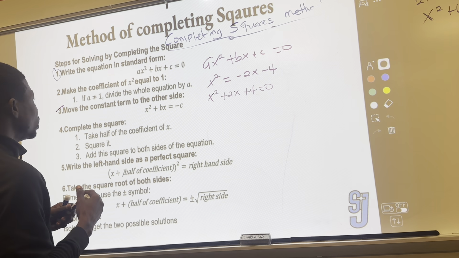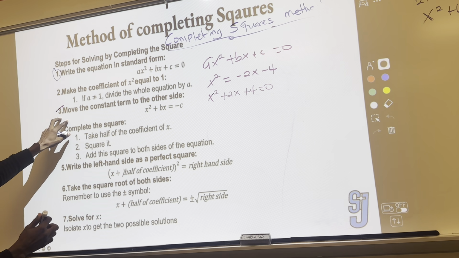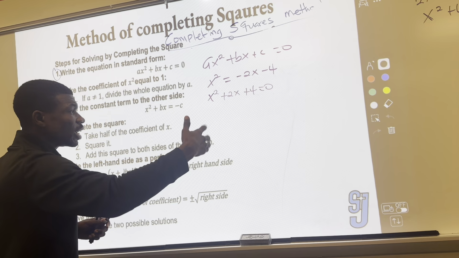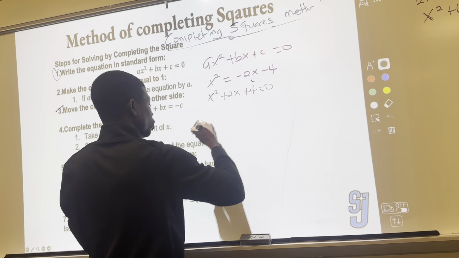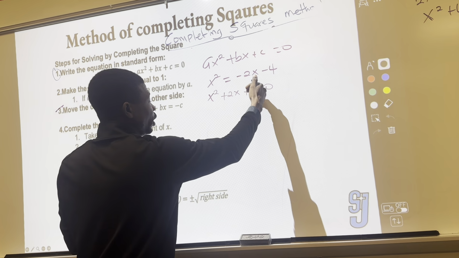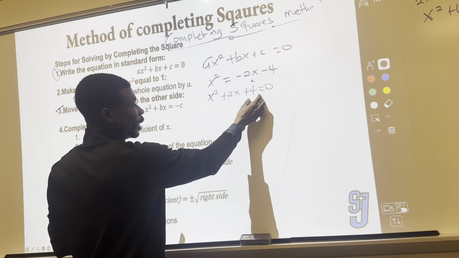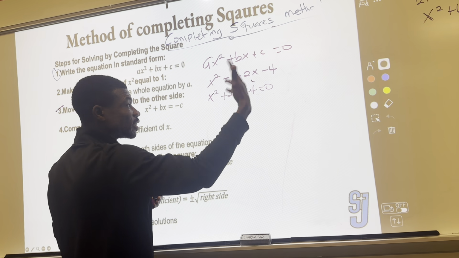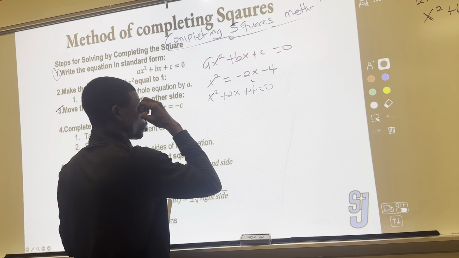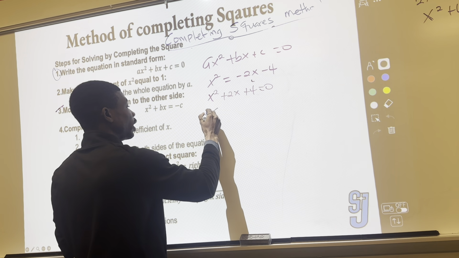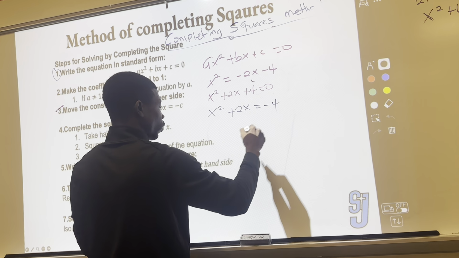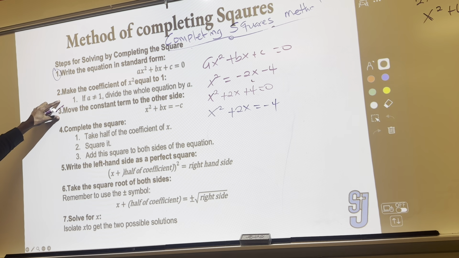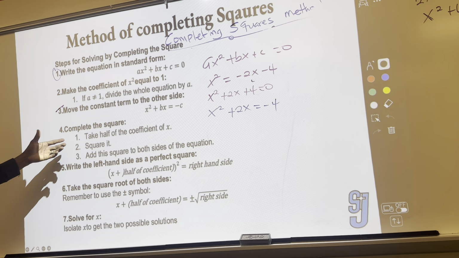Now, the third step says that you move the constant term to the other side of the equation. This is the constant term, which is also like c, and our c equals 4. Now we move the constant term to the other side of the equation. By so doing, you subtract 4 from both sides of the equation. So we have x squared plus 2x equals minus 4. That's the third step. Okay, now we go to our fourth step.